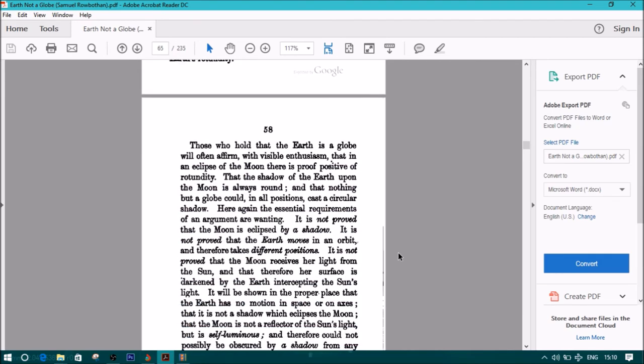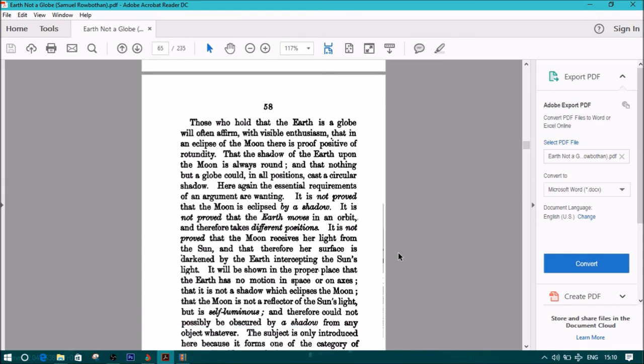Those who hold that the Earth is a globe will often affirm, with visible enthusiasm, that in an eclipse of the moon there is proof positive of rotundity, that the shadow of the Earth upon the moon is always round, and that nothing but a globe could, in all positions, cast a circular shadow. Here again the essential requirements of an argument are wanting. It is not proved that the moon is eclipsed by a shadow. It is not proved that the Earth moves in an orbit, and therefore takes different positions. It is not proved that the moon receives her light from the sun, and that therefore her surface is darkened by the Earth intercepting the sun's light.